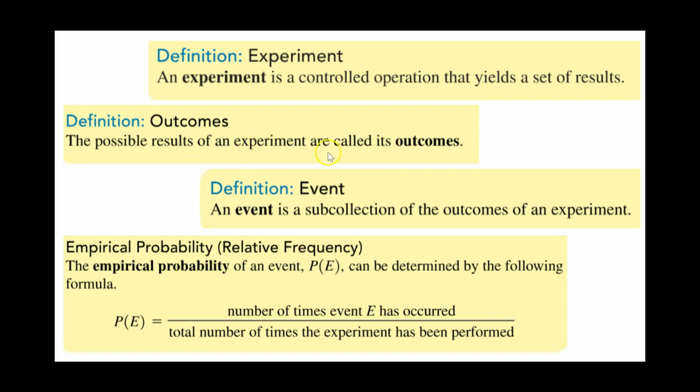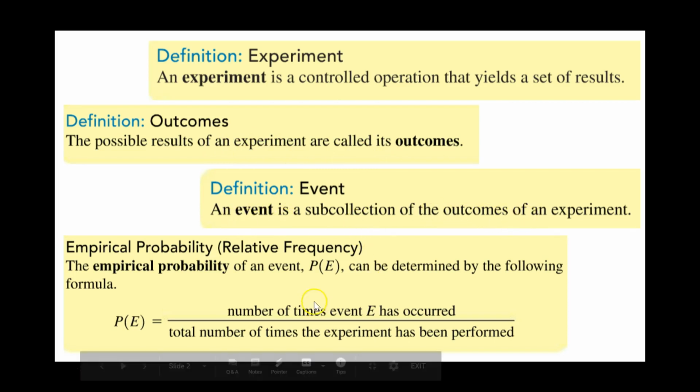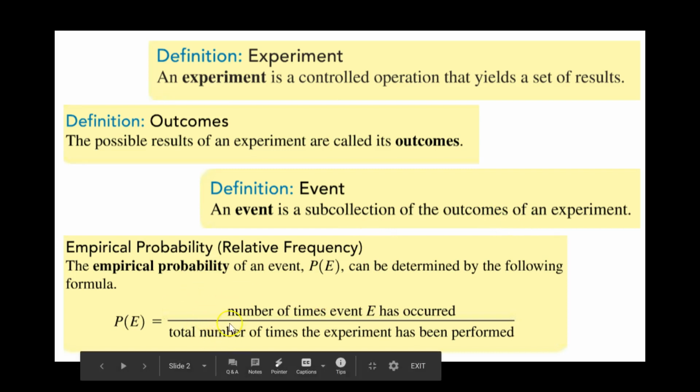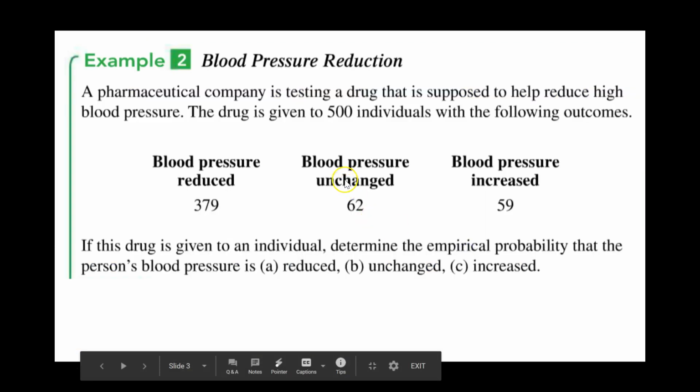Outcomes of the experiment, all the possible outcomes that can come of the experiment. That's what outcomes are. An event is just a subcollection of outcomes of the experiment. And this is what we're really going to be talking about as far as probability. Basically, probability is whatever we're discussing goes in the numerator. So the number of times of the event, whatever we're talking about, goes in the numerator. And the word total is what you need to write down in your notes. This is actually the number of times an experiment is being performed. So the total.